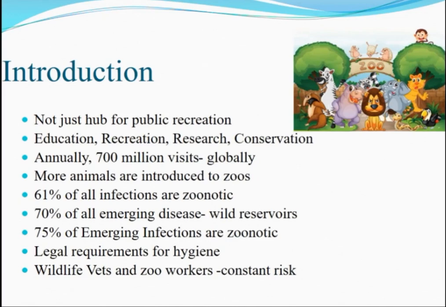Now, the flip side of this is that you should know that out of all the infectious diseases known to man, 60% are zoonotic in nature. That means these diseases are usually transmitted from an animal to a man, or occasionally from a man to other animals.